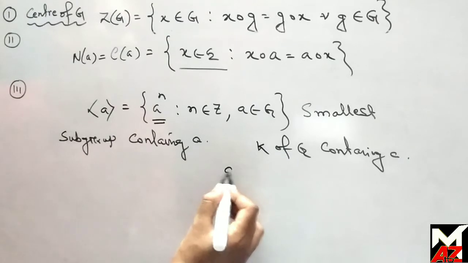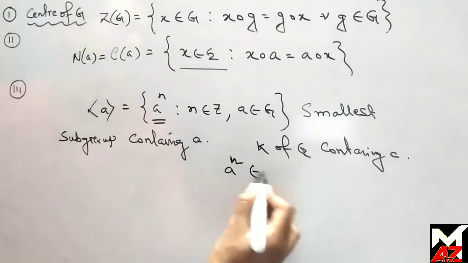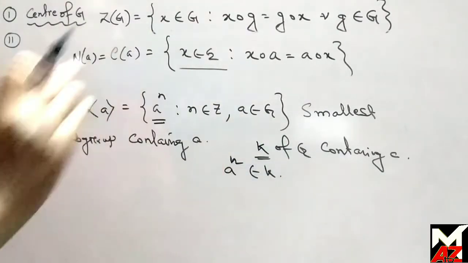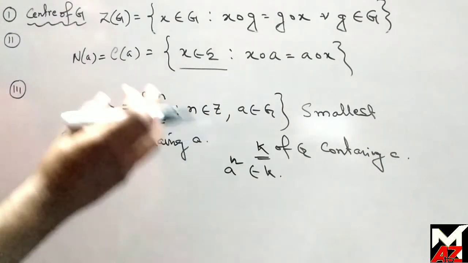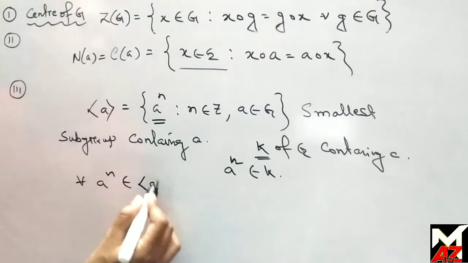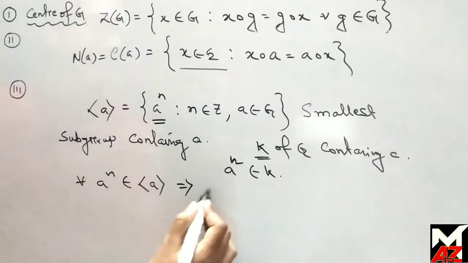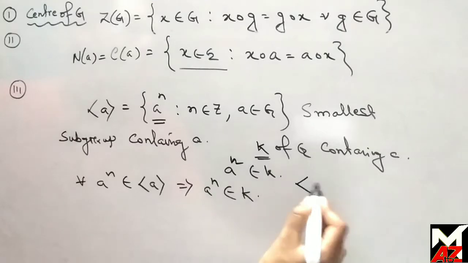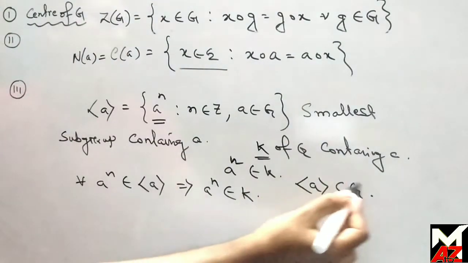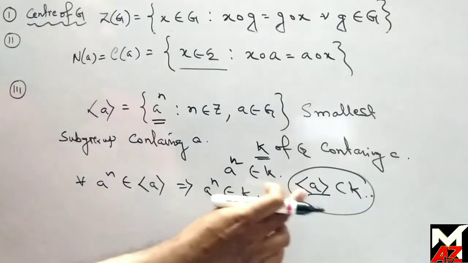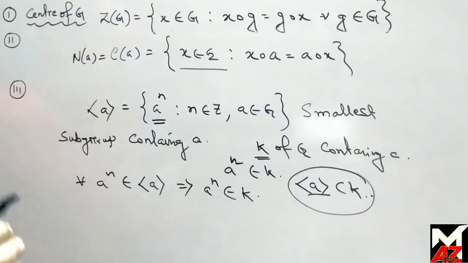then all the integral powers of A, that is a to the power n, must belong to K, because this is taken as a subgroup, so the property of a group also holds here. Now for all a to the power n belonging to the cyclic subgroup generated by A, it implies that a to the power n must belong to K, where K is any subgroup containing A. From this relation we say that the cyclic subgroup generated by A is the smallest subgroup containing A.